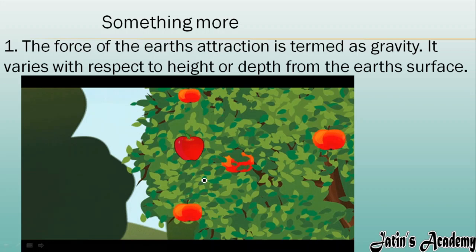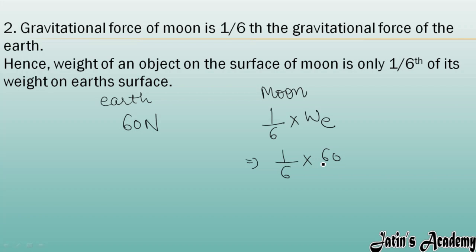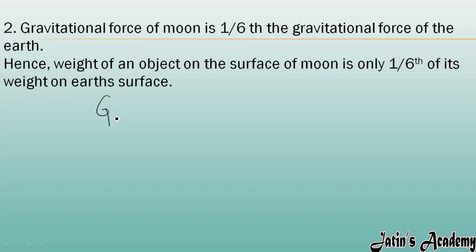Next, the gravitational force on the moon is 1 by 6th of the gravitational force on earth. What does it mean? For example, on earth my weight is 60 Newton. On the earth's surface, my weight is 60 Newton. But when I go to the moon's surface, it will be only 1 by 6th of the weight on earth. If I have 60 Newton force here on earth and I go to the surface of the moon, my weight decreases: 6 tens are 60, so there my weight is only 10 Newton. So what does it mean? The gravitational force on the moon is 1 by 6th of the gravitational force on earth.